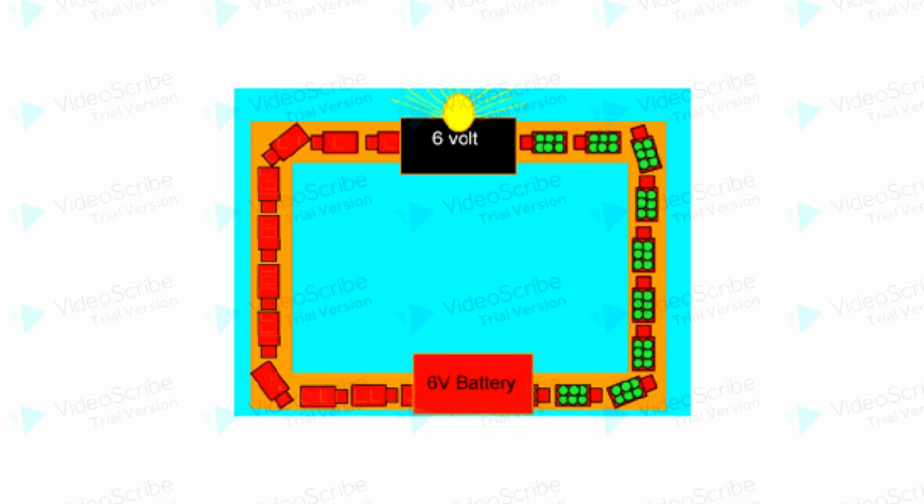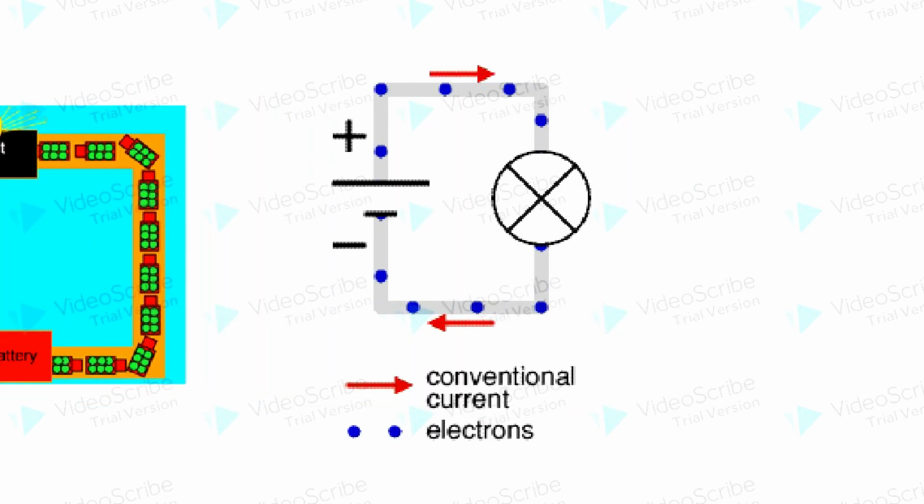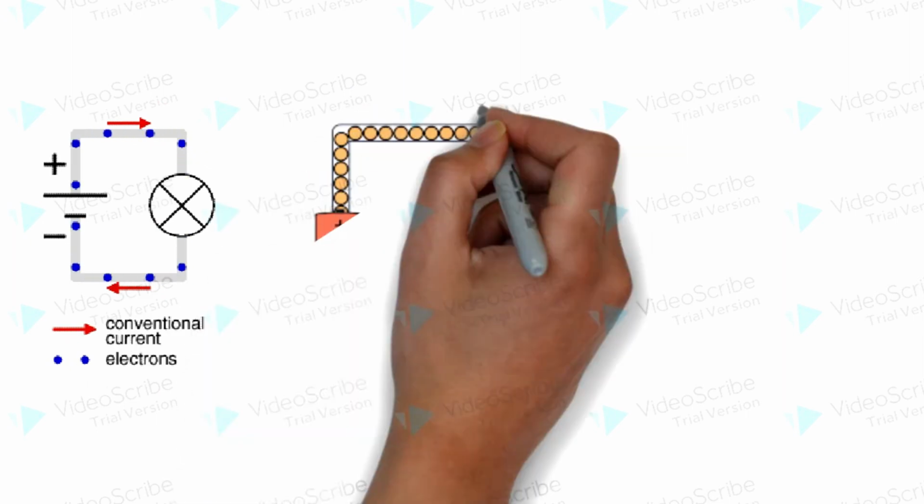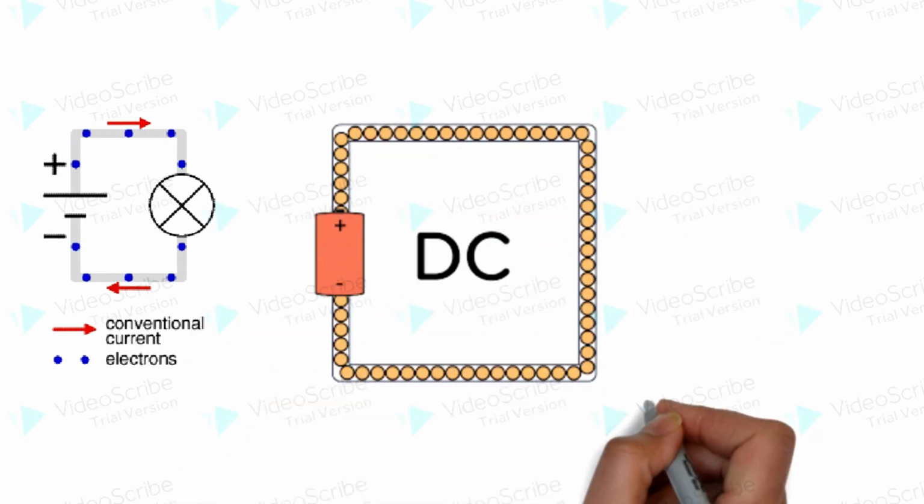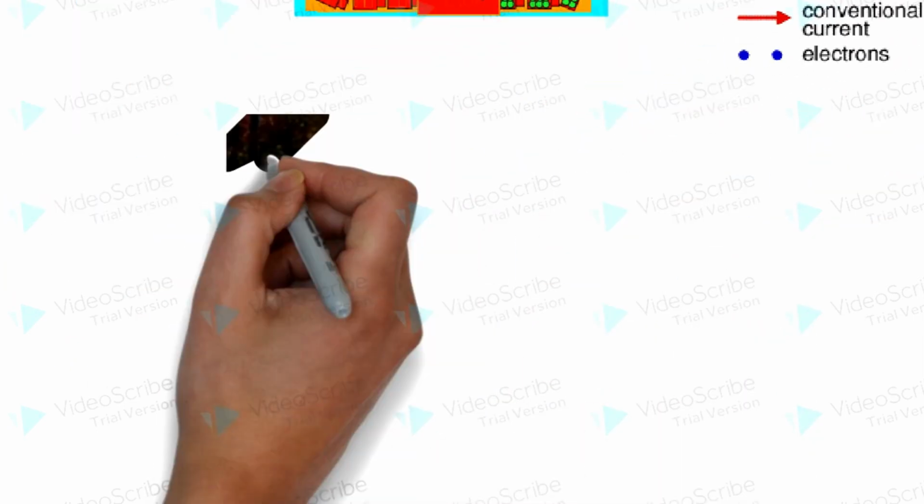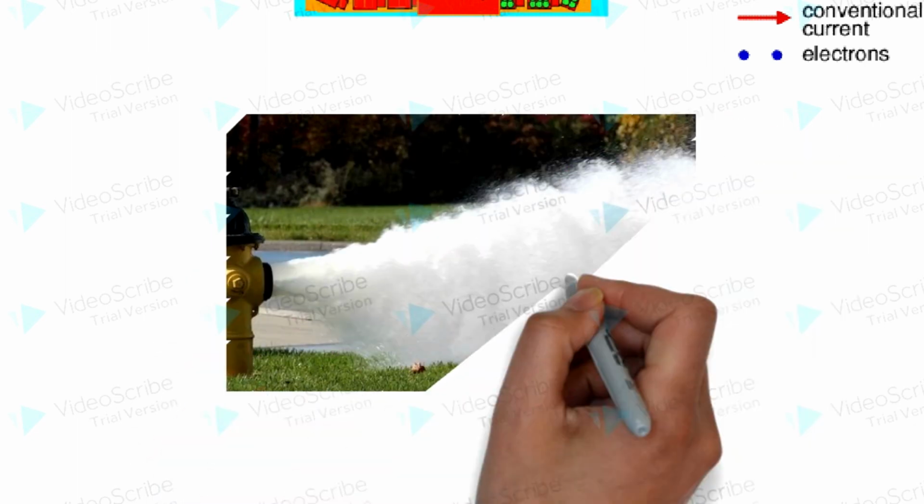So viewers, these are some basic concepts related to electronics, and in the upcoming video we will learn all about resistors and different types of resistors.